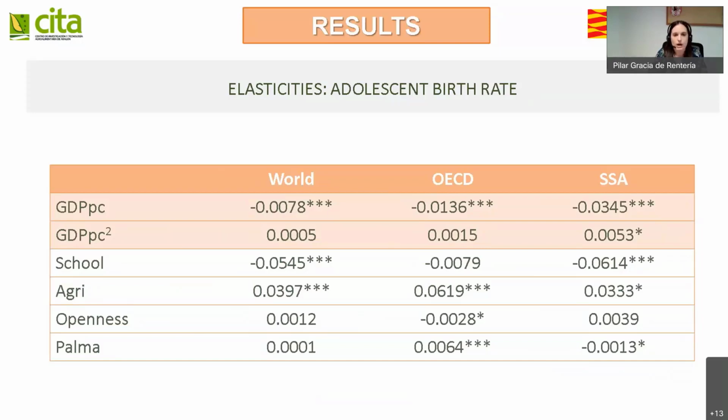And only in sub-Saharan countries do we find an elasticity with a similar magnitude comparable to other drivers, although also you can see that this effect tends to soften as the income level increases. Finally, the other factors, the openness variable and the Palma ratio, are not statistically significant at global level, although you can see that globalization has a significant and negative impact on the adolescent birth rate in the OECD countries.